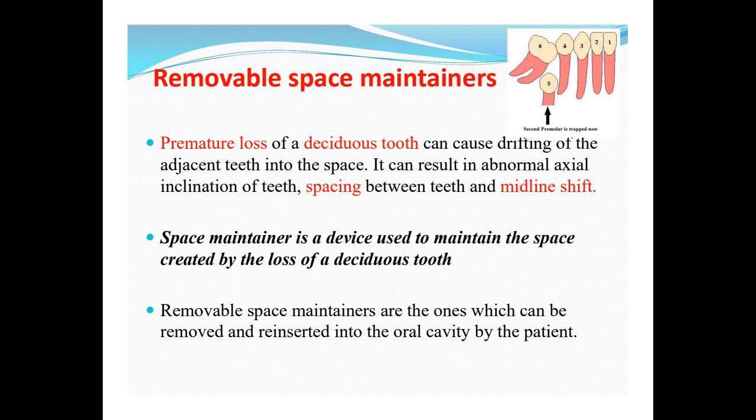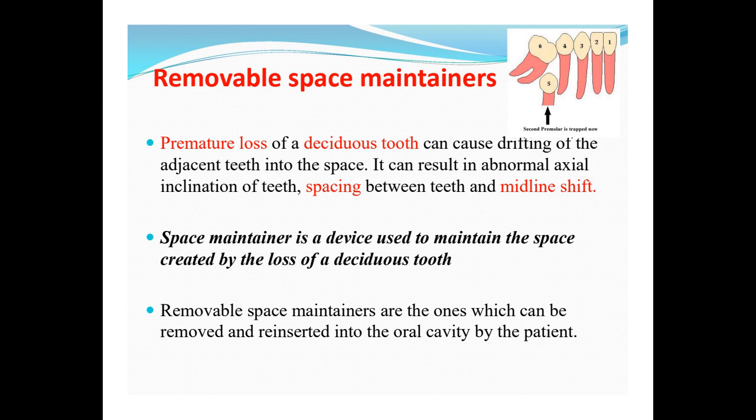Next, moving on to something called a removable space maintainer. As I said, sometimes it is necessary to extract a badly decayed primary tooth. The space is created, and we want to maintain that space. If this space is not maintained, what happens? It results in abnormal axial inclination of teeth. That means the adjacent teeth are not straight. They start drifting, spacing between teeth gets caused, and there is a midline shift. We want to avoid these problems.